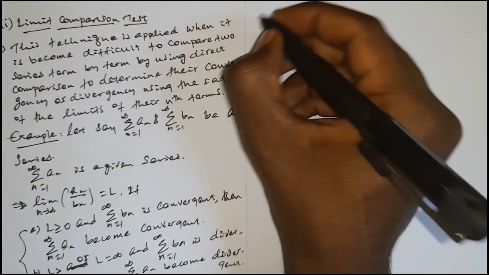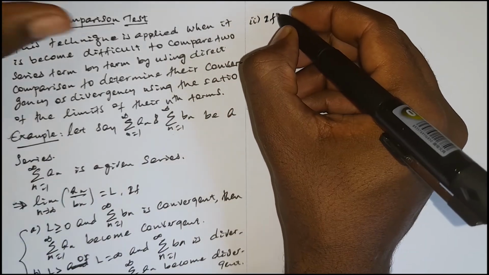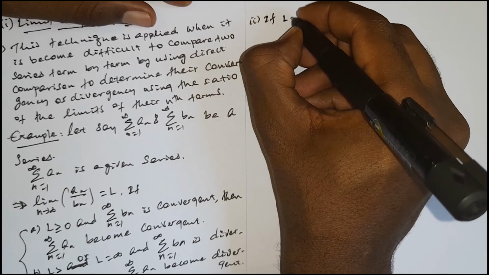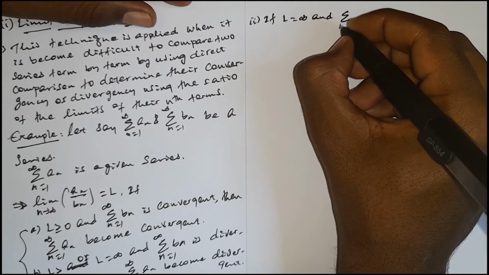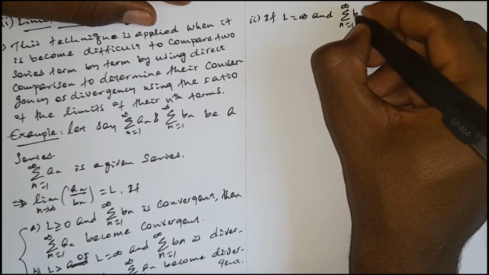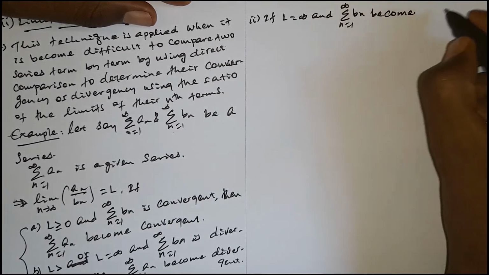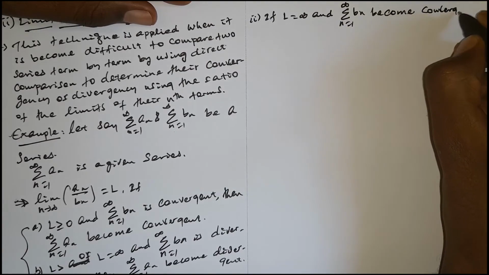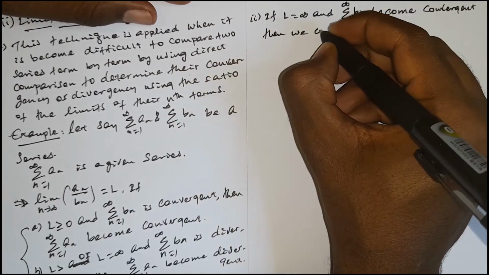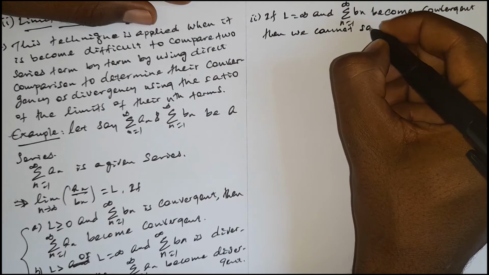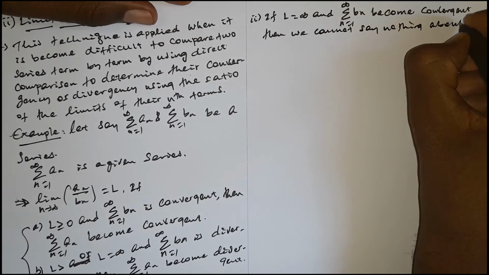The second exception is: if L is equal to infinity and BN becomes convergent, then we cannot say anything about AN.